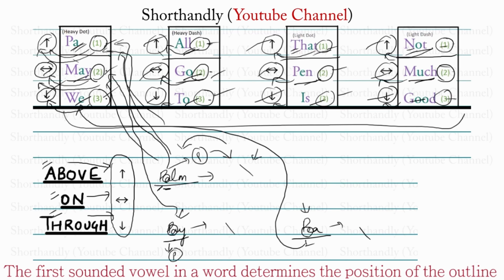So once again, let's look at this statement. The first sounded vowel in the word determines the position of the outline. So in any word, the first vowel sound that we get will determine the position of the outline. It's just that simple.